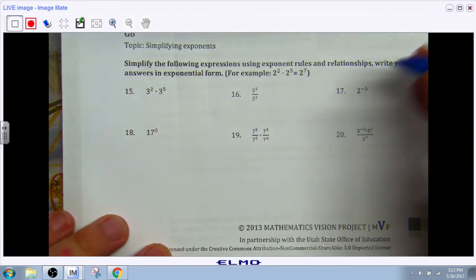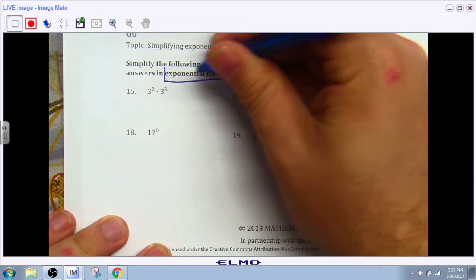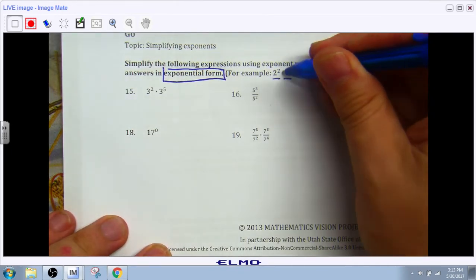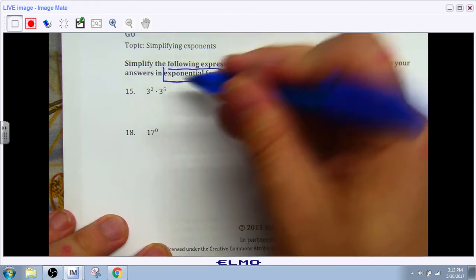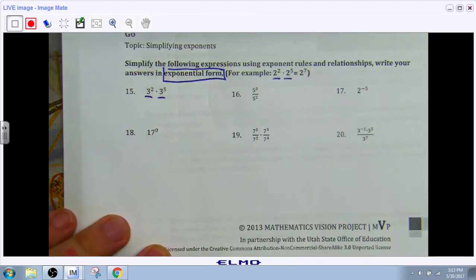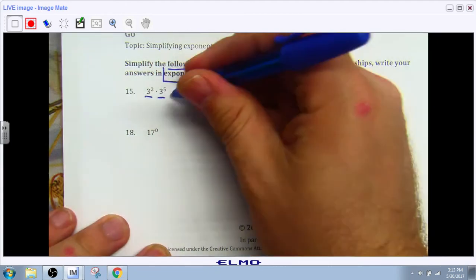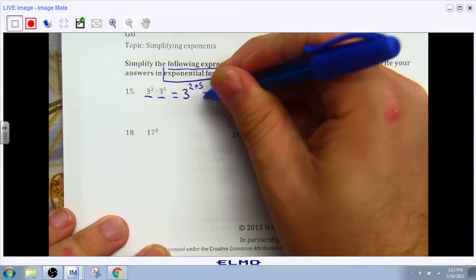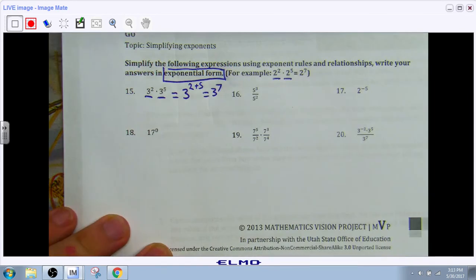But it wants us to write the answer in exponential form, which means 2 squared times 2 to the 5th equals 2 to the 7th. So if we have the same base, we just add our exponents. So this is going to be the same as 3 to the 2 plus 5th power, or 3 to the 7th. Now why is that true?